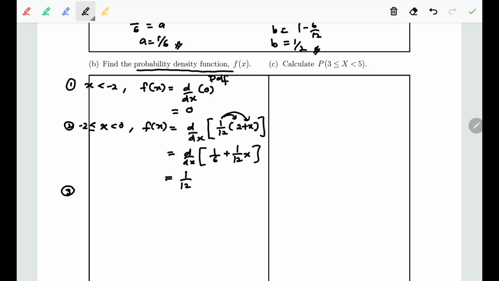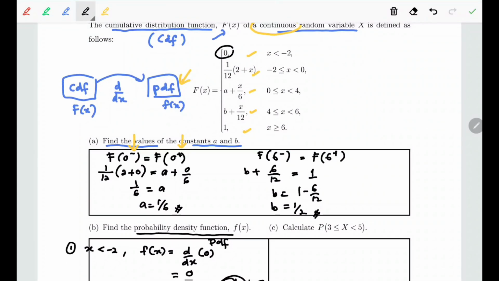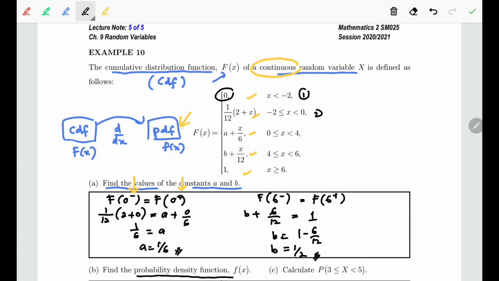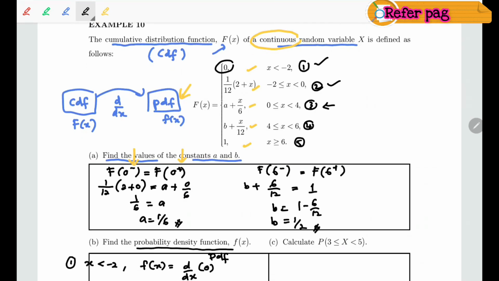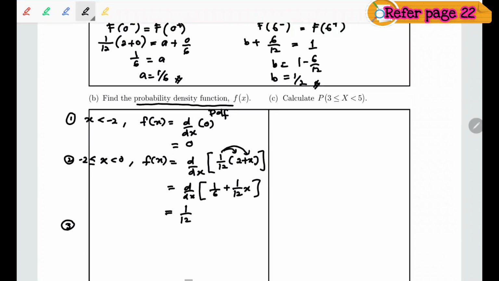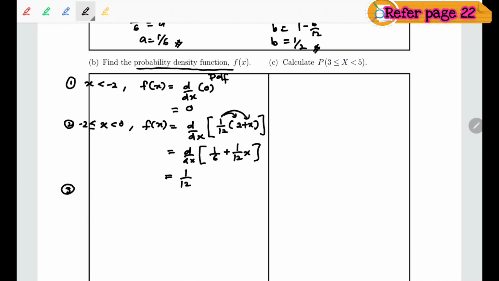Okay, next, the third function. This is the first, second, third, fourth, and the fifth function that we are going to differentiate. So we have settled for the first, second, and now we are going for the third. For the third function, from 0 until 4, the function here should be a plus x over 6. Since a is 1 over 6, now we are going to differentiate. But before that, we should write the interval here, which is x varies from 0 until 4.